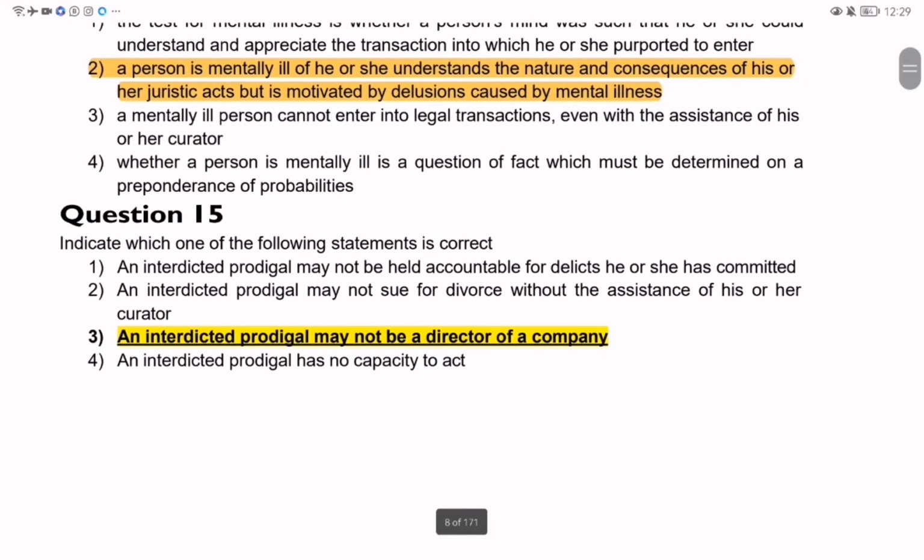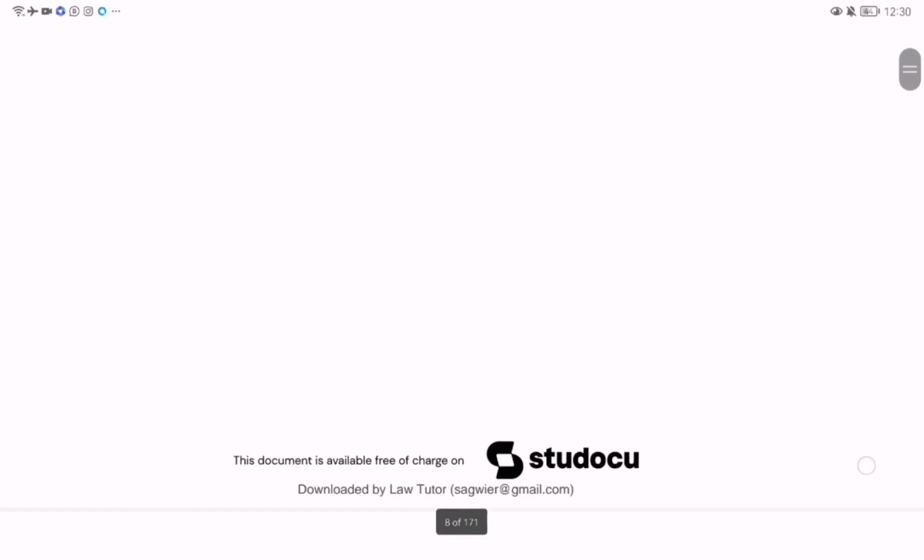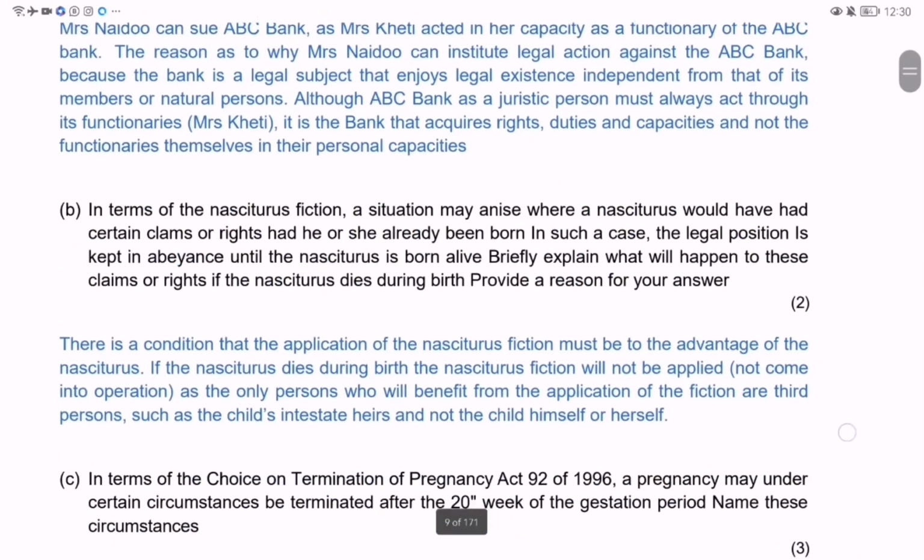Question 15. Indicate which one of the following statements is correct. An interdicted prodigal may not be held accountable for delicts he or she has committed. You need to find out what is a prodigal. Prodigal son. It reminds me of the Bible. An interdicted prodigal may not sue for divorce without the assistance of his or her curator. An interdicted prodigal may not be a director of a company. True. Okay, long questions, I will not be doing them.